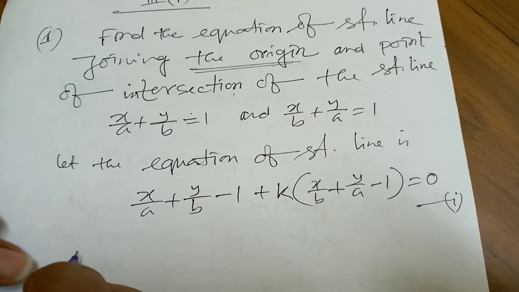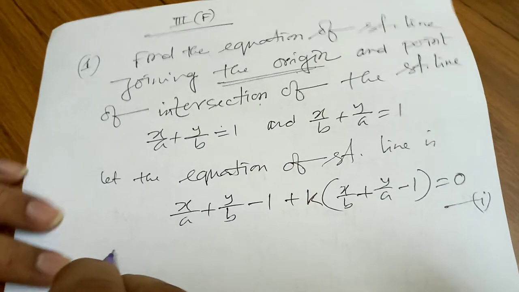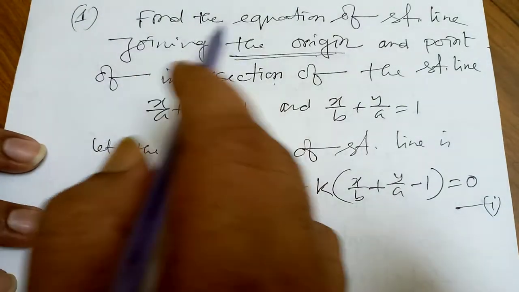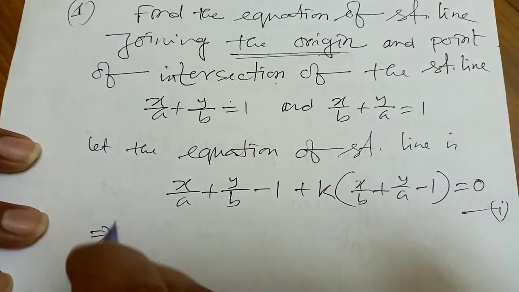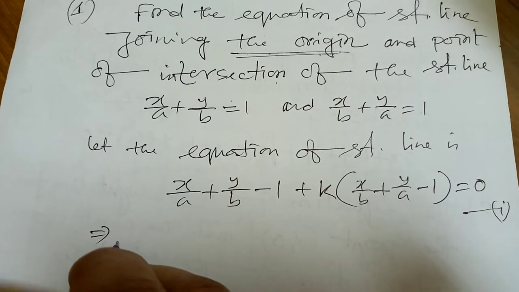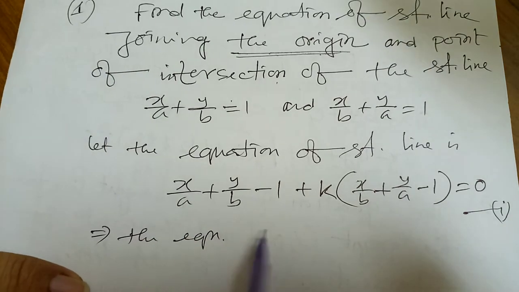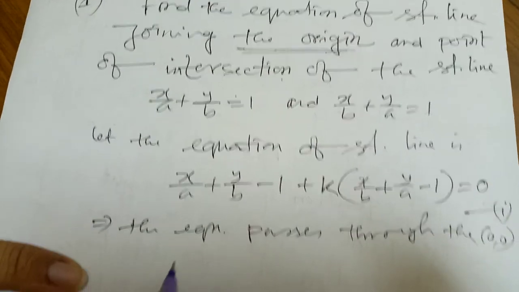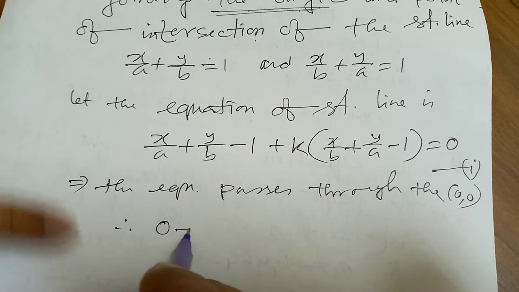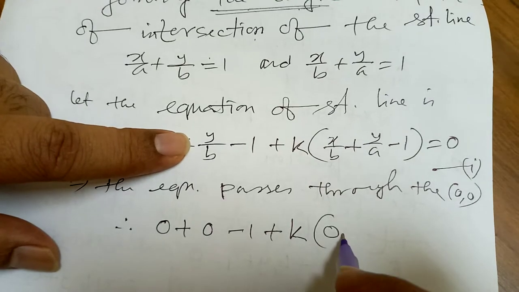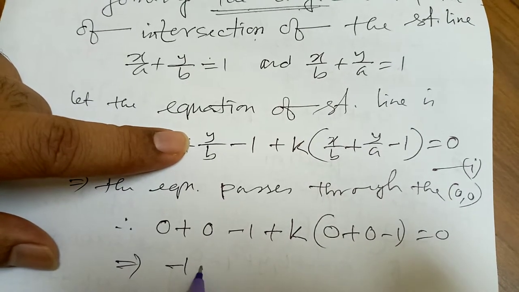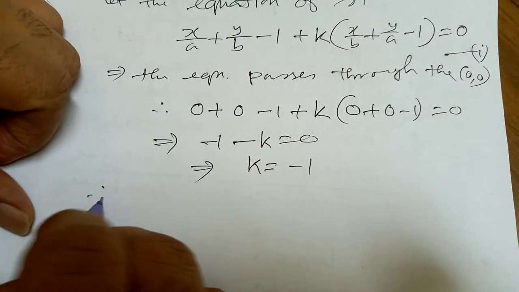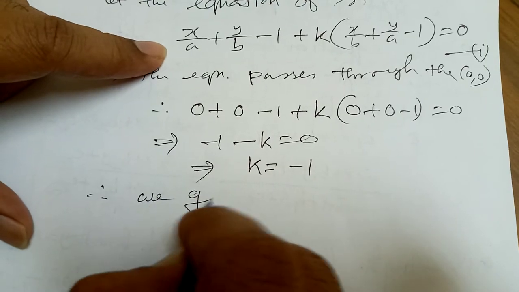No need to arrange, because the line joins the origin. So when it joins the origin, the equation passes through 0, 0, that means the origin. So it will be 0 plus 0 minus 1 plus k into 0 plus 0 minus 1 equal to 0, or minus 1 minus k equal to 0, or k equal to minus 1.